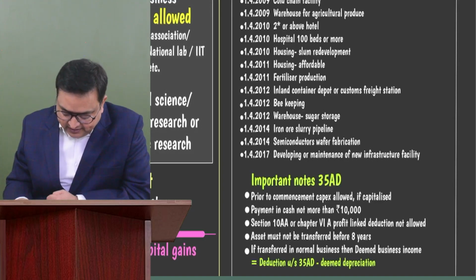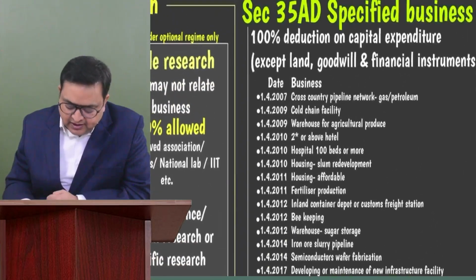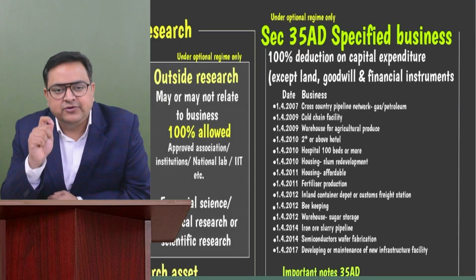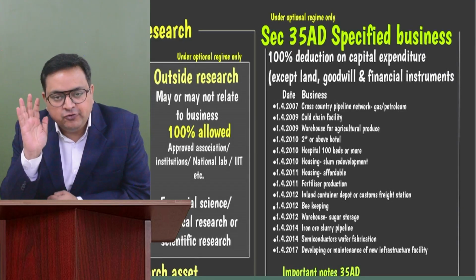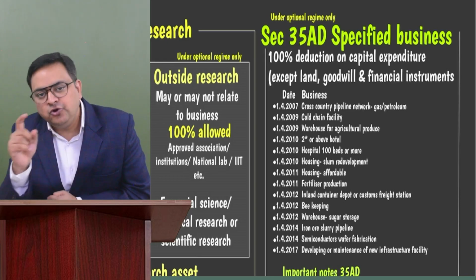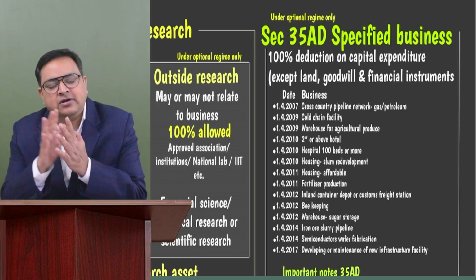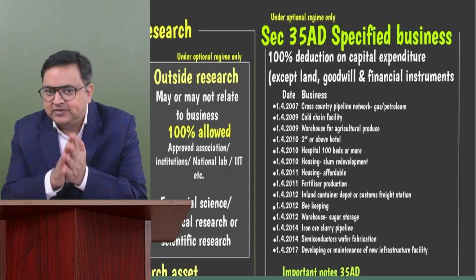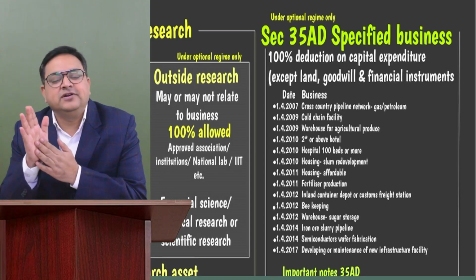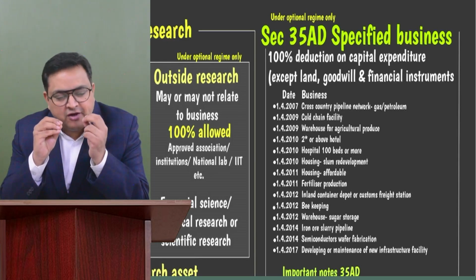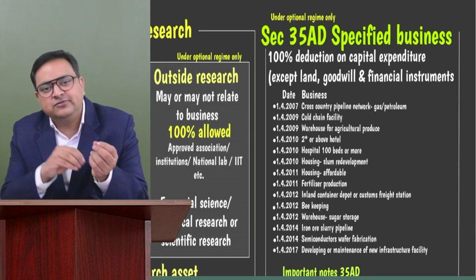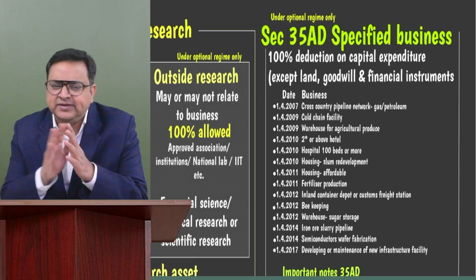Second important point is that if you have taken a deduction of 35AD on any asset, then you have to promise that for next 8 years you will not be using this asset into your normal business, right? For next 8 years, it should be used only in your specified business. Please do not transfer this into your normal business. And if you transfer this into your normal business before the expiry of 8 years, let's say in the 4th, 5th, 6th year, then there is an issue. After 8 years, if you transfer, then there is no issue.